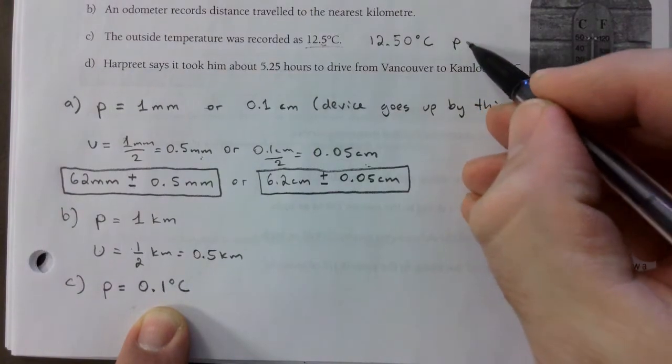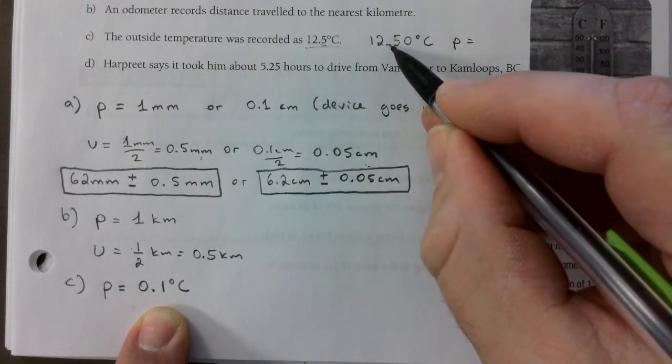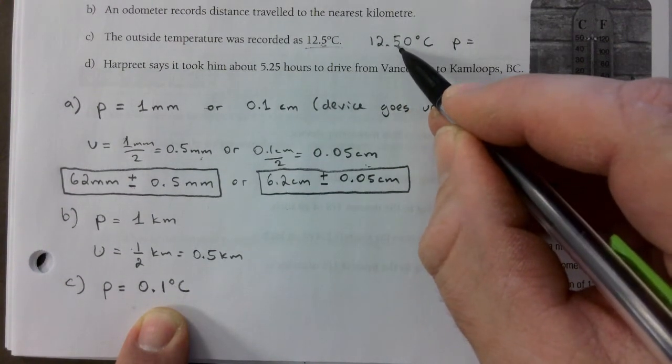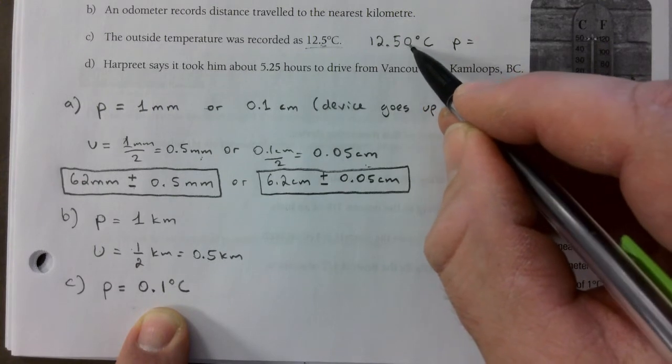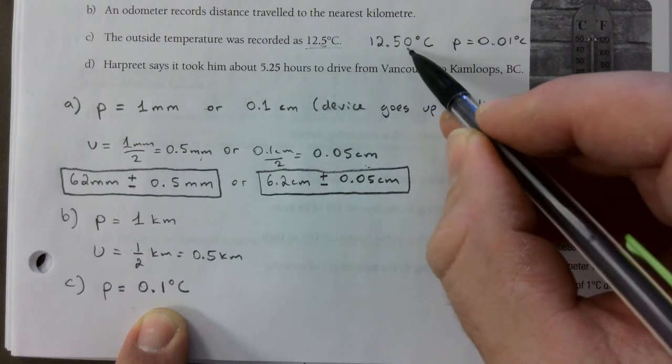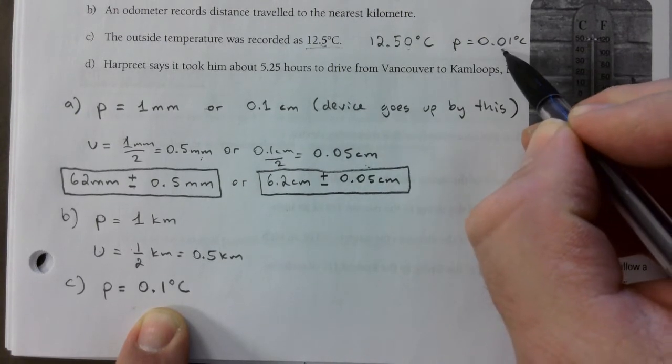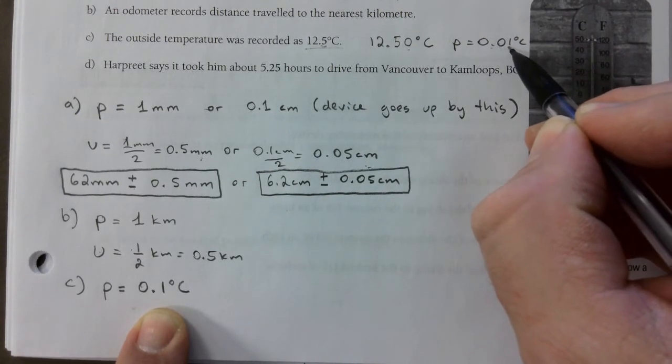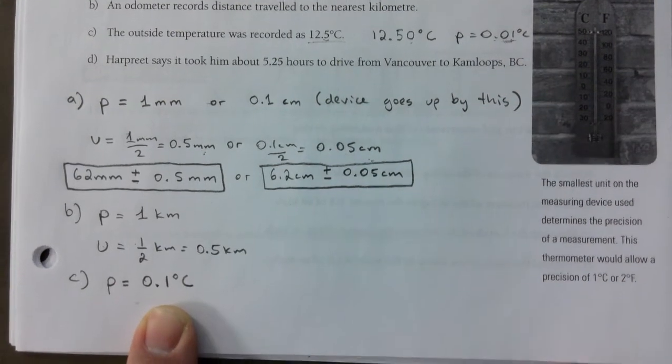What's my precision in this case? It's not just 0.1, it's 0.01. That's how precise this is. So if I stated it like this, you make sure you have a 0.01, right? Like there should be 2 decimals here on your precision. So keep that in mind.